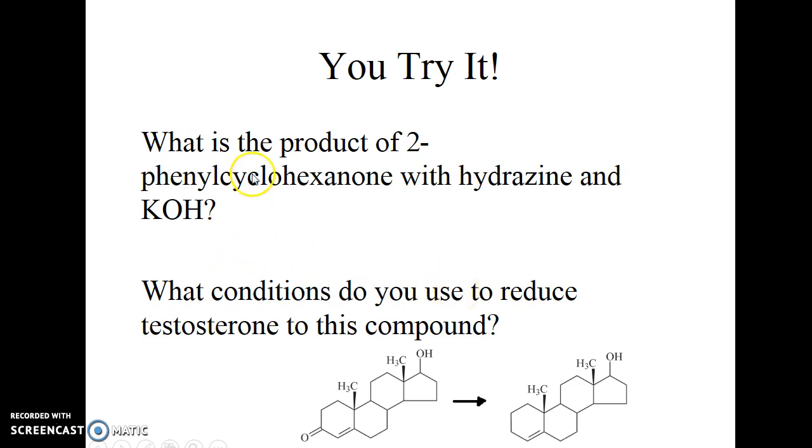So I want you to now try the same reaction. Figure out what is the product of 2-phenyl cyclohexanone when treated with hydrazine and potassium hydroxide, and then determine what conditions you would need in order to reduce testosterone, shown here, to this compound, this steroid. Pause and restart after you've figured out the answers.